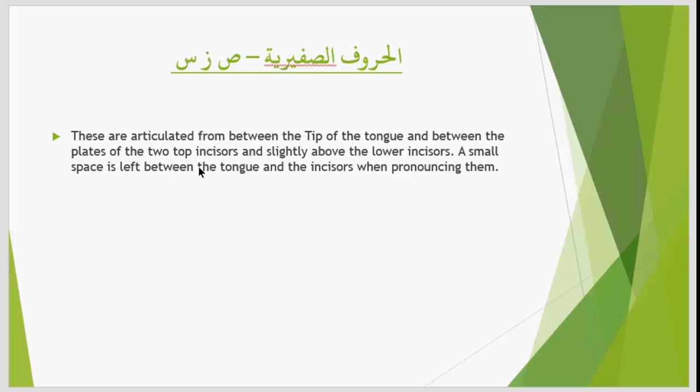And also, again, I'm repeating the articulation point of these letters. Tip makes kind of a U shape. Yes, exactly. So between the tip of the tongue and the plates of the top two incisors, and slightly above the lower incisors. So basically both of them we are using here. Okay? We are not touching the lower incisors, but it's slightly above. Just to make it clear for you. So inshallah, when we will practice, then you will know.